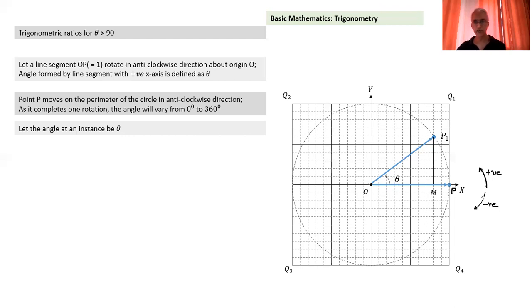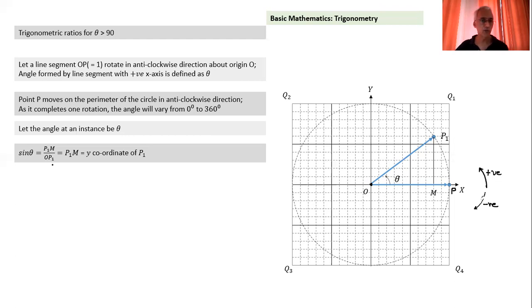In the right angle triangle, let's use what we have understood in the previous session. What will sine theta be equal to? Sine of any angle is equal to opposite side by hypotenuse. So sine theta will be equal to P1M by OP1. But OP1 we have taken as 1 unit. We have taken a circle of unit radius, so the denominator is 1. So sine theta becomes equal to P1M.